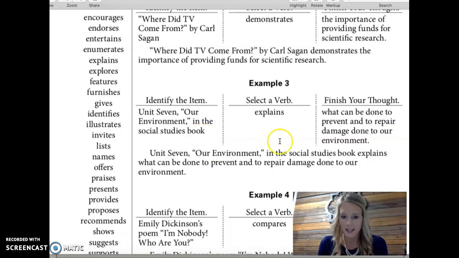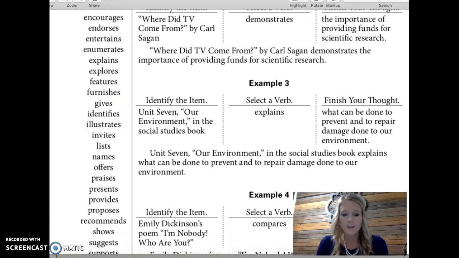Then they take what they did right here and create their central idea. So Unit 7, our environment, in the social studies book explains what can be done to prevent and to repair damage done in our environment.